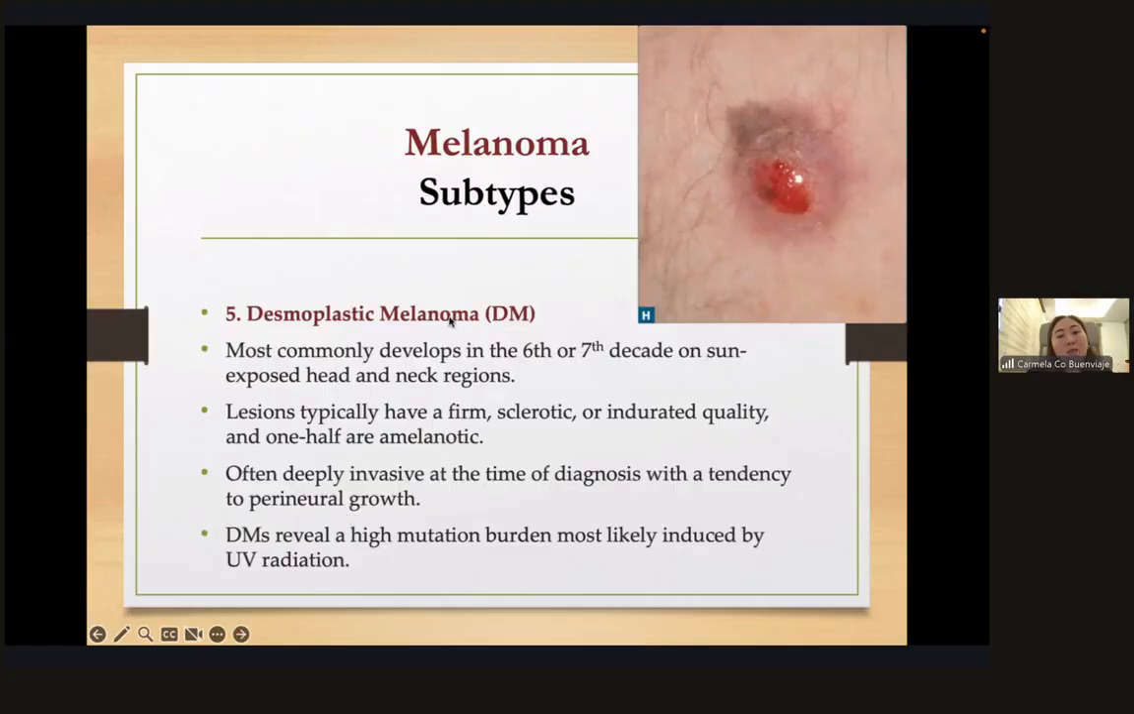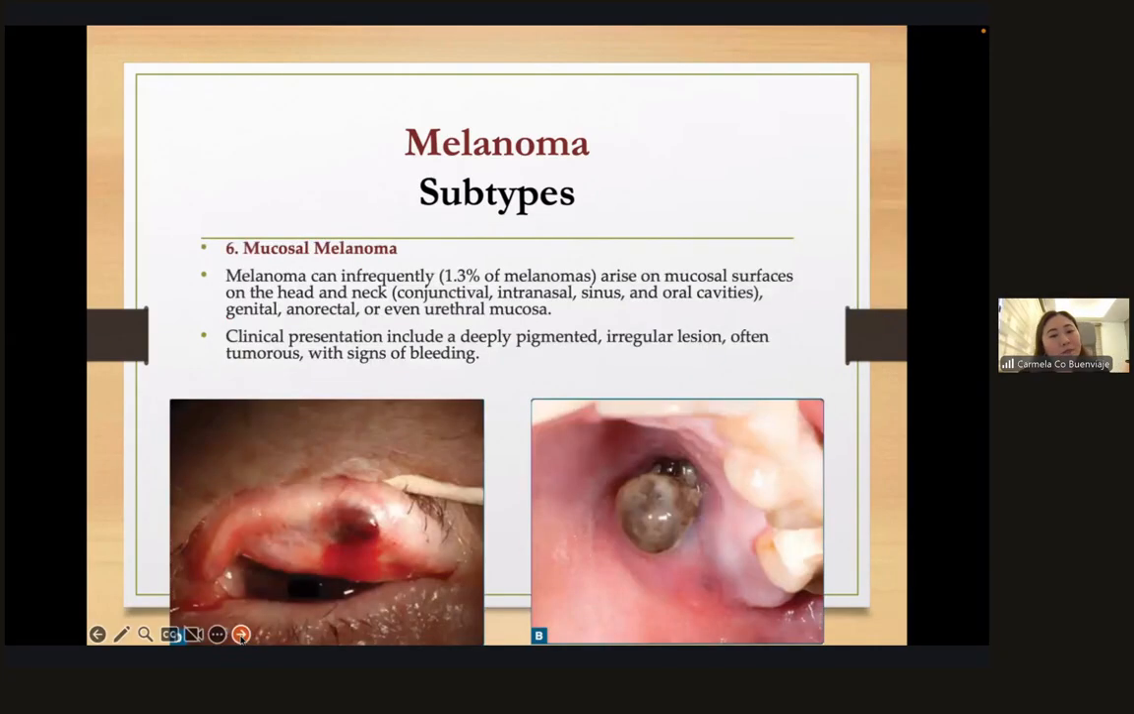Next subtype would be desmoplastic melanoma. It most commonly develops in the 6th or 7th decade on sun-exposed head and neck regions. It typically has a firm, sclerotic, or indurated quality, and one half are amelanotic. Often deeply invasive at the time of diagnosis with a tendency to perineural growth. Desmoplastic melanoma reveals a high mutation burden, most likely induced by UV radiation again.